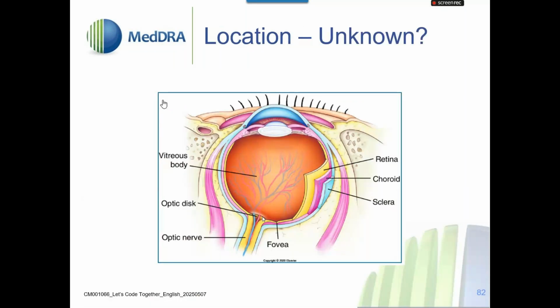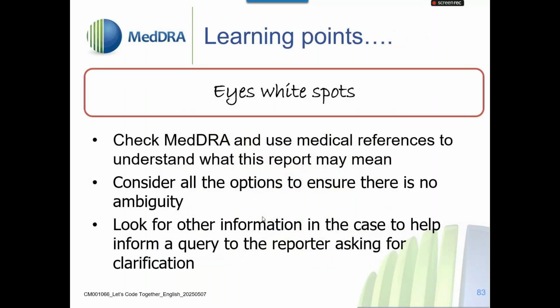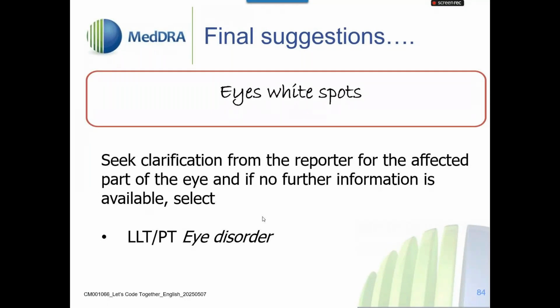Without knowing the site of the problem, it's very hard for us to make any assumption. Even if we knew perhaps the part of the body affected, without a diagnosis, we would still be adding information or making a judgment. So here we would use MedDRA and medical references to understand what the report may mean, and consider all the options to ensure that when we code there's no ambiguity. We would look for other information in the case to help inform a query asking for clarification, but we can't make any assumption other than, if there's no information available, we have to code it to eye disorder.